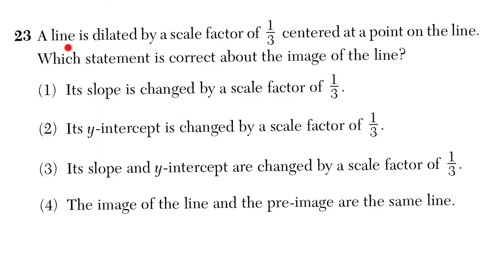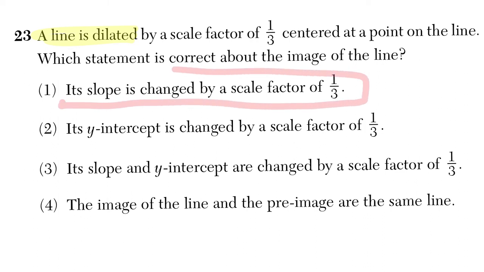Question number 23. A line is dilated by a scale factor of 1/3, centered at a point on the line. Which statement is correct about the image of the line? Well, the first thing I know is that when we're dilating a line, the slope does not change. So I know that we can eliminate option 1, where it says its slope is changed by a scale factor of 1/3. Nope. Whenever, again, we're dilating a line, the slope does not change.